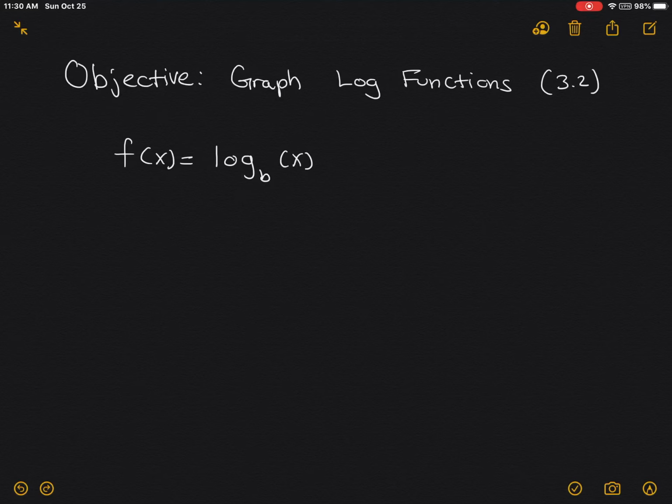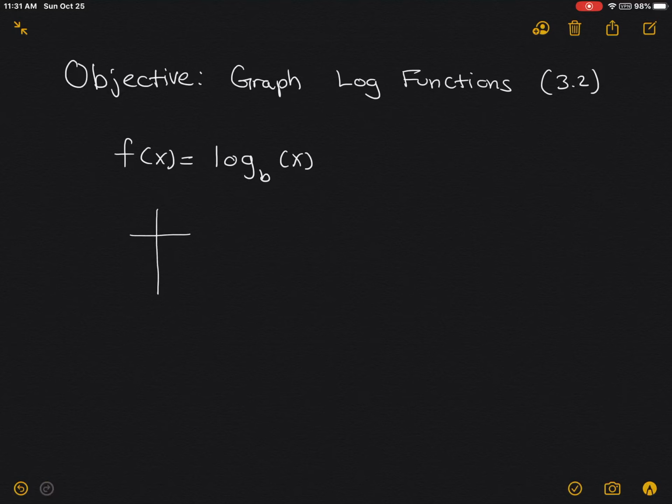Okay, so let's continue on in section 3.2. The second part involves graphing log functions. When I started section 3.2 with you, I showed you how to graph using the inverse, b to the x, and I would switch some coordinates; the horizontal asymptote becomes a vertical asymptote. But this time I'm going to graph log base b of x directly with you, okay?